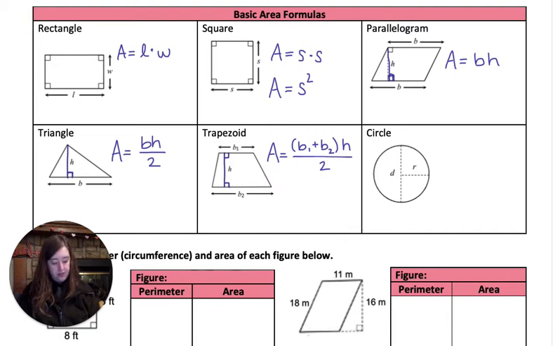For a circle, the area of the circle is all based off of the radius. So if you're given the diameter, you need to go and find the radius first before you can find the area of a circle. The formula for the area of a circle is going to be pi r squared.